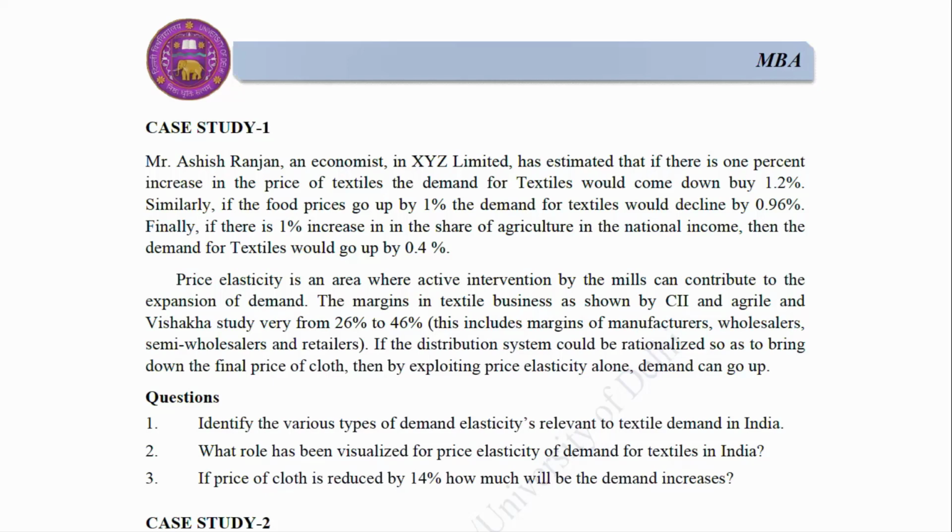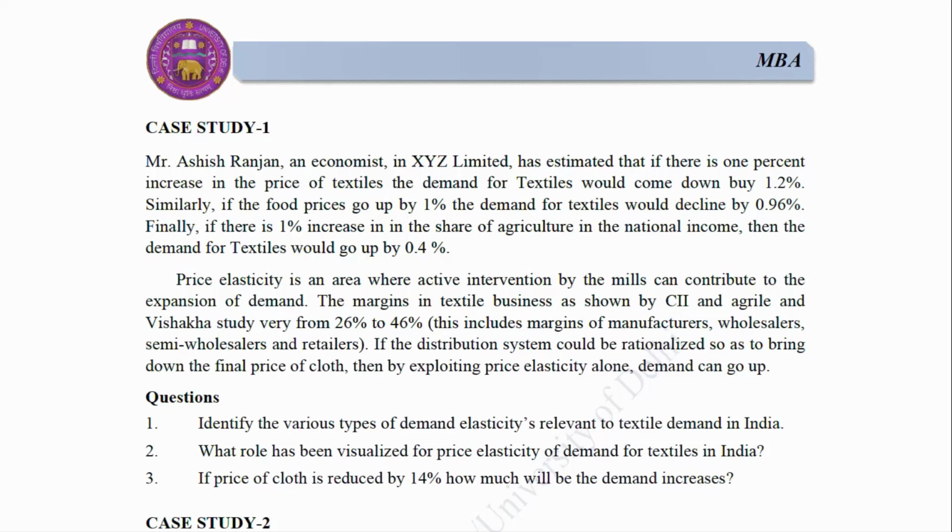Price elasticity is an area where active intervention by the mills can contribute to the expansion of demand. The margins in textile business, as shown by CII and Agrol and Vishakha study, vary from 26 to 46%. This includes margins of manufacturers, wholesalers, semi-wholesalers and retailers. If the distribution system could be rationalized so as to bring down the final price of cloth, then by exploiting price elasticity alone, demand can go up.